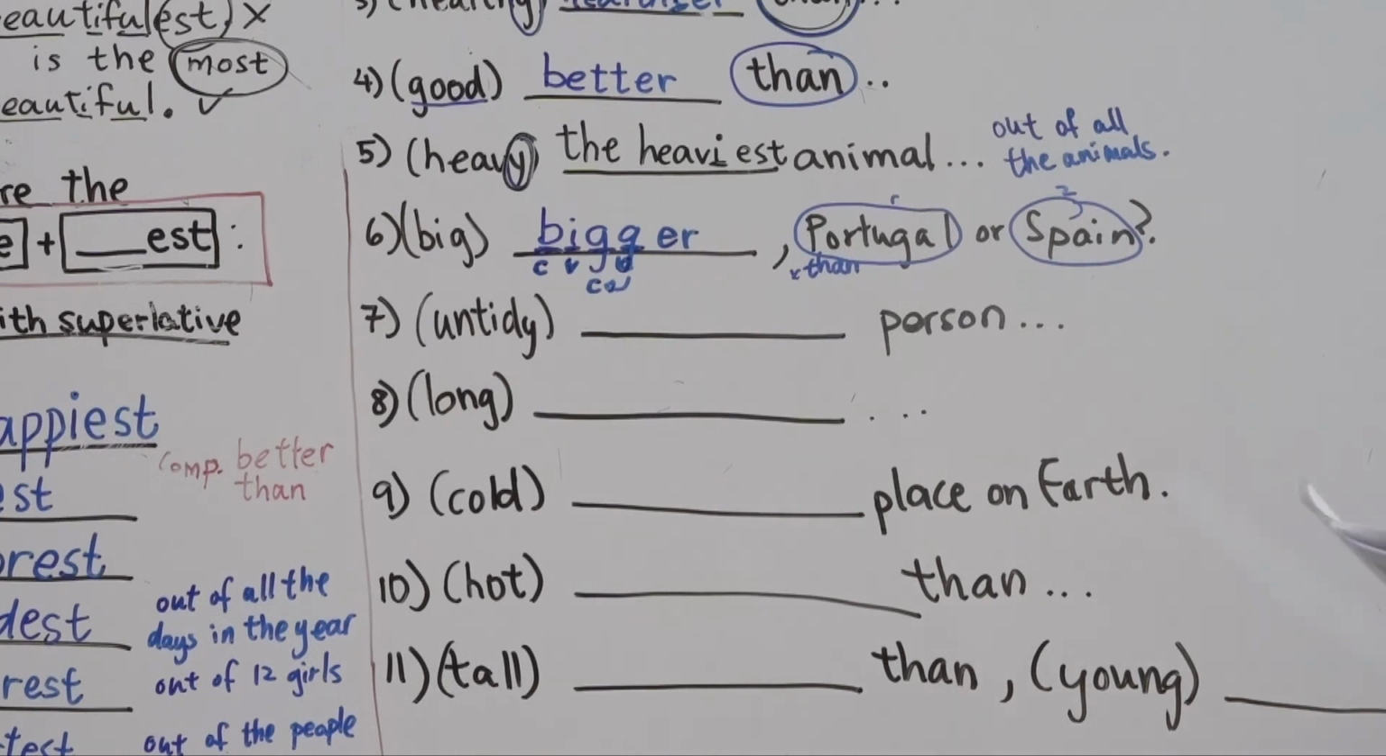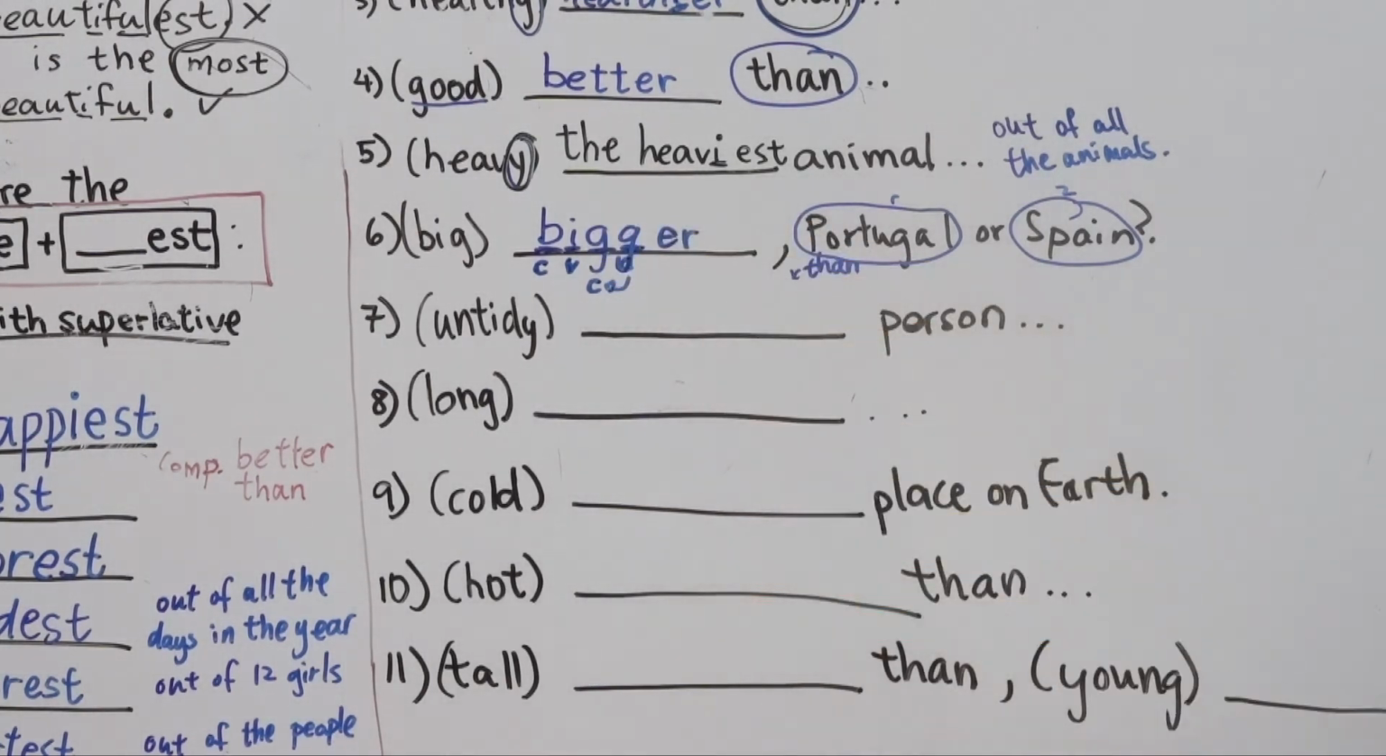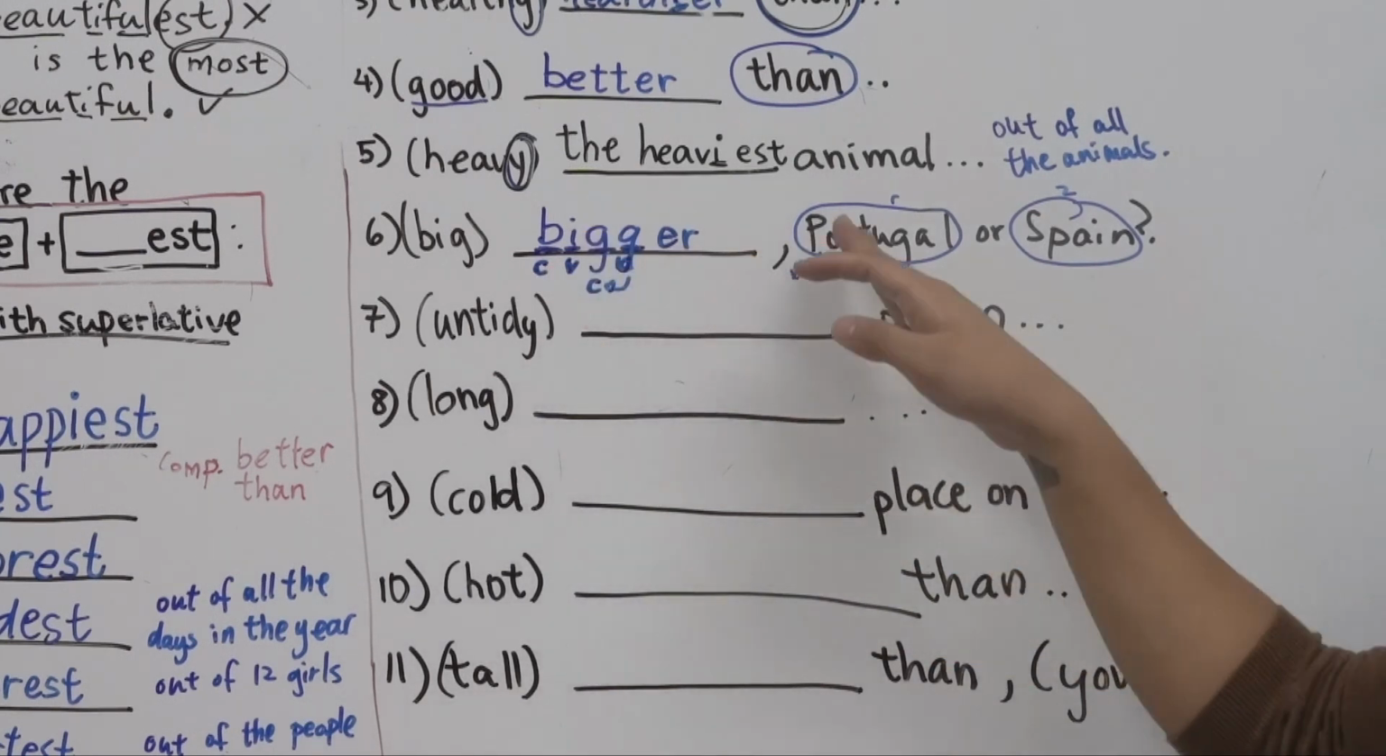Which is bigger? Okay? So no word than. Okay? So in questions you can also use this. Instead of saying, is Portugal bigger than Spain? Right? You can just say, which is bigger, Portugal or Spain?